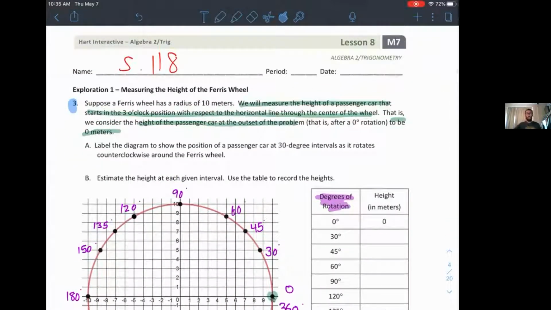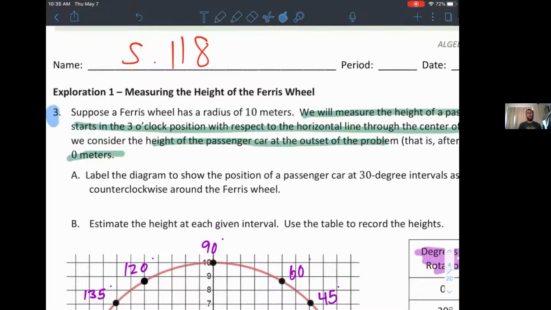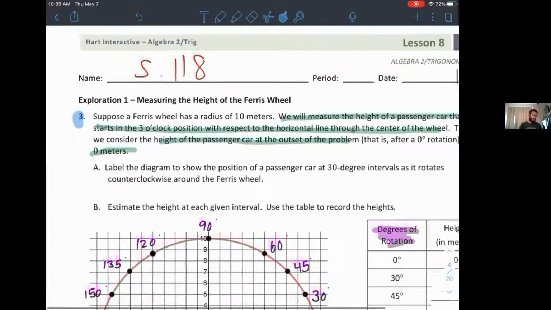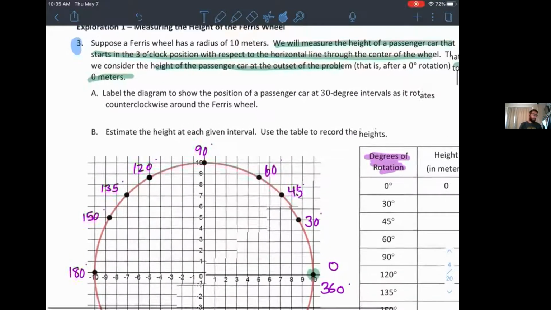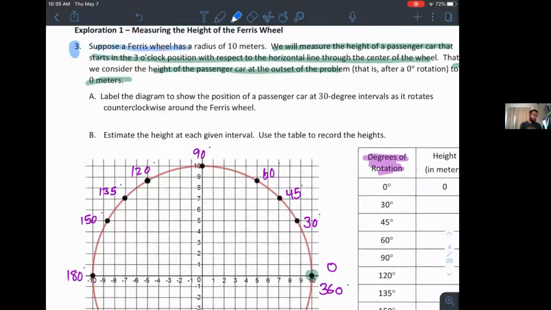So on page 118, what we're going to do here now is take the context of a Ferris wheel. So here's the situation that we have, and then we're going to basically try to figure out the height of any given car on the Ferris wheel from our knowledge of the unit circle. So right off the bat, we know that a Ferris wheel has a radius of 10 meters. And you can kind of see that, and let me kind of highlight this maybe a little bit more in depth here. Ferris wheel has a radius of 10 meters.